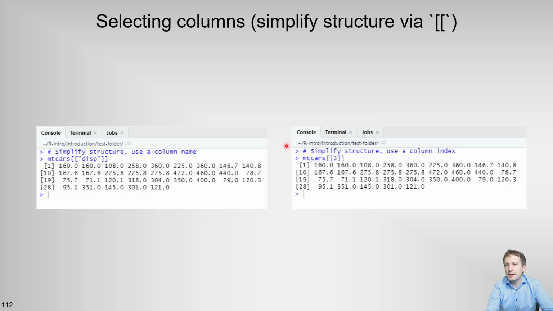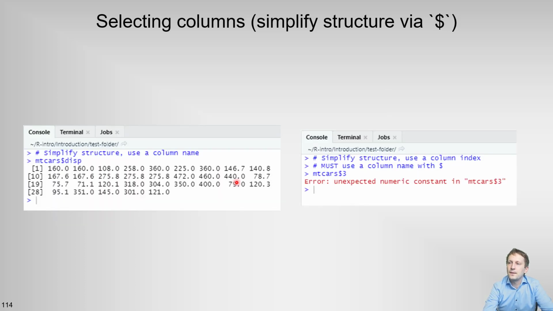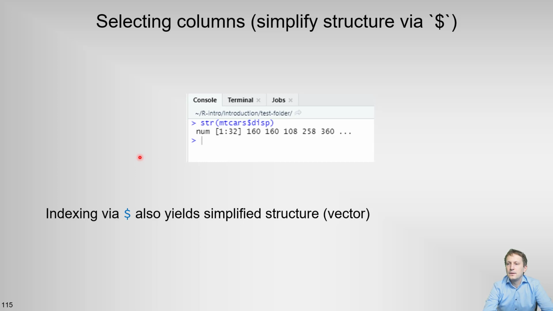If you use double brackets, then you can see that the structure is simplified because the output is just a vector. And you don't see the row names anymore because there are no row names to be assigned to the simplified structure being a vector. So let's verify that with str, and indeed you see it's a numeric vector with 32 elements. Selecting columns with a dollar sign. So the dollar only allows you to actually address by name. You cannot address columns by index, just by name. And that then also yields a vector, obviously.